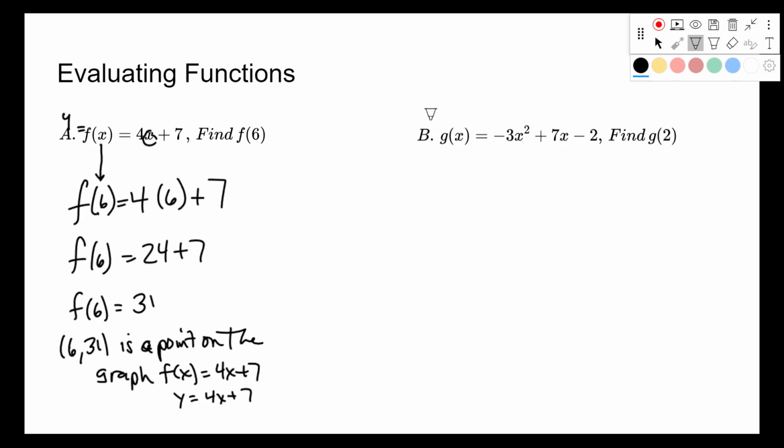All right, see if you can try letter B here. For letter B, g of x equals negative 3x squared plus 7x minus 2, and I want you to find g of 2. To find g of 2, we're going to replace all the x's with 2's.